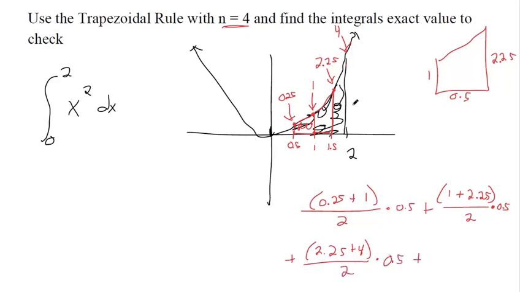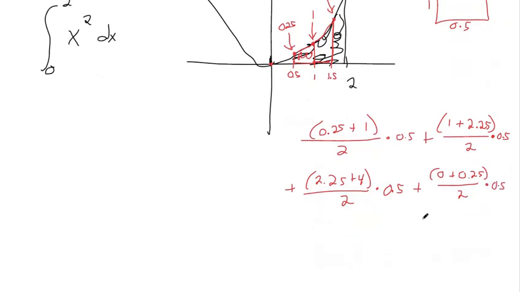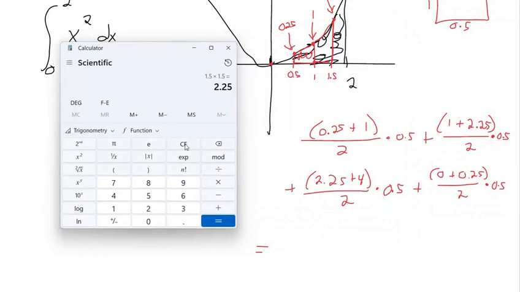And then the last one is going to actually be a triangle, right? Because this has a height of 0 first for the left endpoint. And the right endpoint has a height of 2.5. So 0, you could use the trapezoidal rule, or you could just say, hey, it's a triangle, and it's 1/2 times base times height. But I got 0 plus 0.25 divided by 2 times 0.5. And then once you compute all these, you'll have your approximation using the trapezoidal rule.